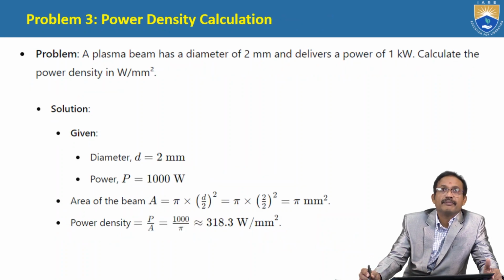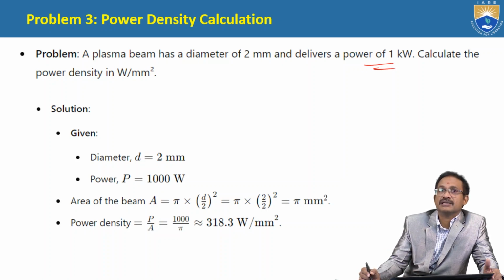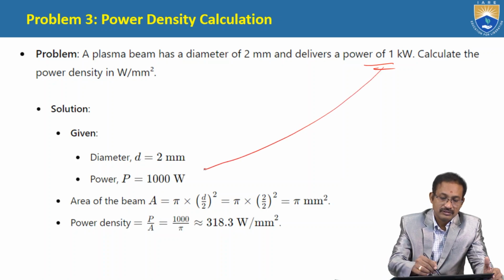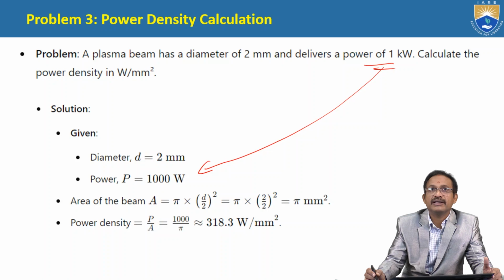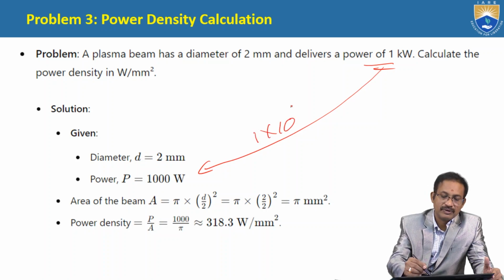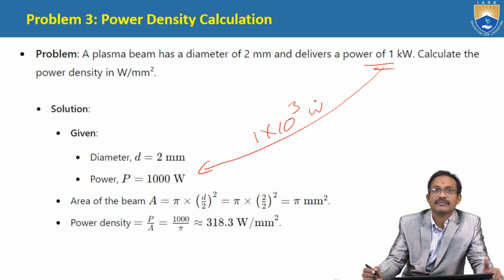Next, problem number 3, power density calculation. A plasma beam has a diameter of 2 mm and delivers a power of 1 kilowatt. We have already discussed in the earlier problem that power is usually given in watts, but here the power is given in kilowatts, so we have to convert that into watts. Calculate the power density in watts per mm square. So 1 kilowatt equals 1 into 10 power 3 watts, so 1000 watts.